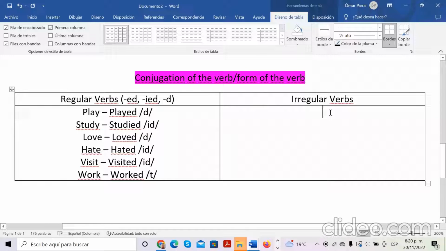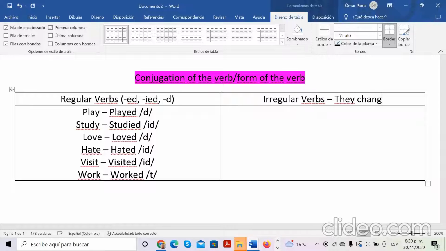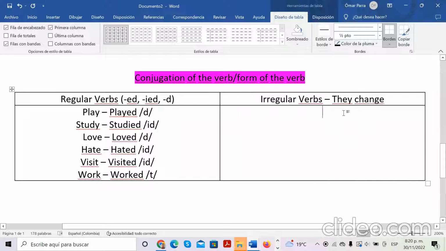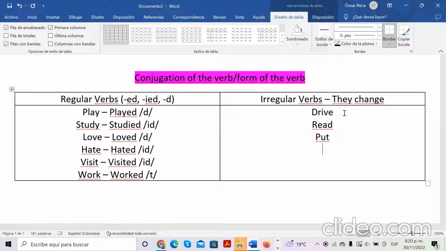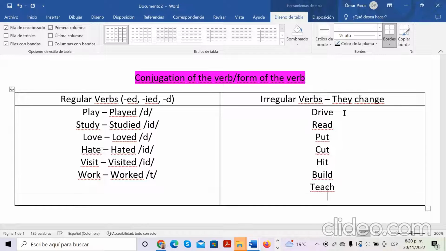Now, irregular verbs, on the other hand, they change, okay? They change. So that's why it's so important that we study them by heart. Let me give you some examples of irregular verbs and the corresponding past simple form. Drive, read, put, cut, hit, build, teach, speak, and there are many others. For example, the ones that are on page 175.